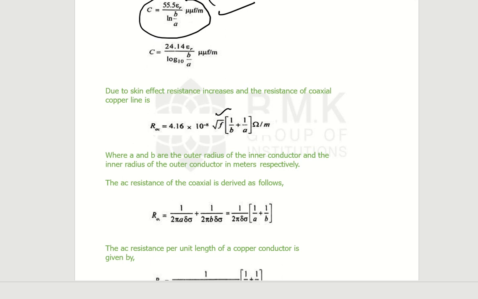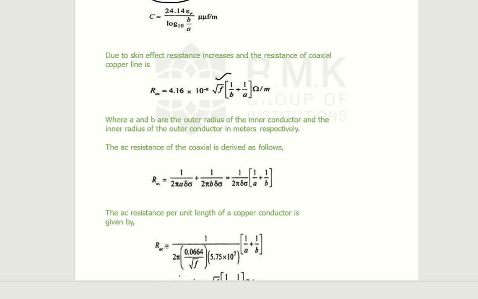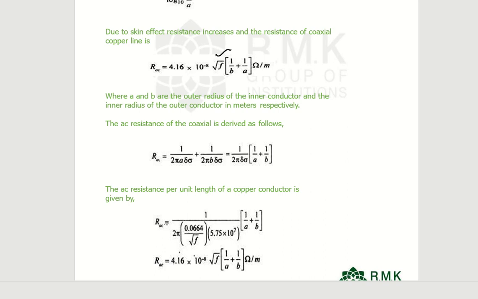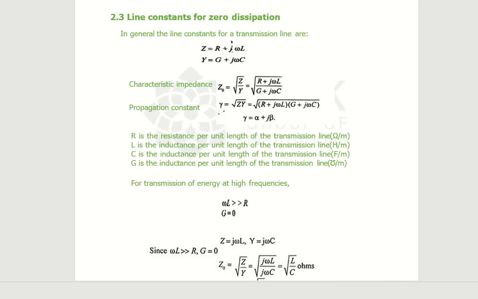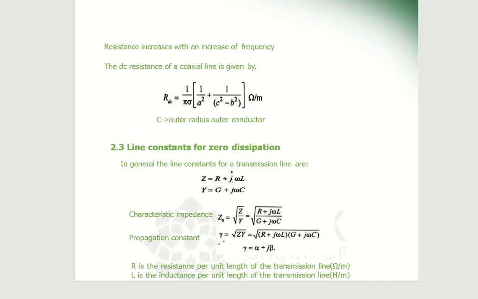The AC resistance per unit length of the copper conductor is given as R AC is equal to 1 by 2 pi into 0.0664 by root of f into 5.75 into 10 to the power of 7 into (1 by a plus 1 by b). R is equal to 4.16 into 10 to the power of minus 8 root of f into (1 by a plus 1 by b). The resistance is directly proportional to the square root of the frequency. So the resistance increases with increasing frequency.